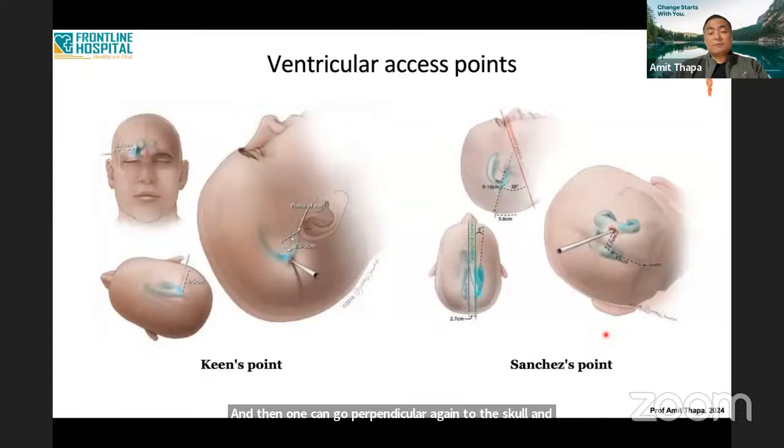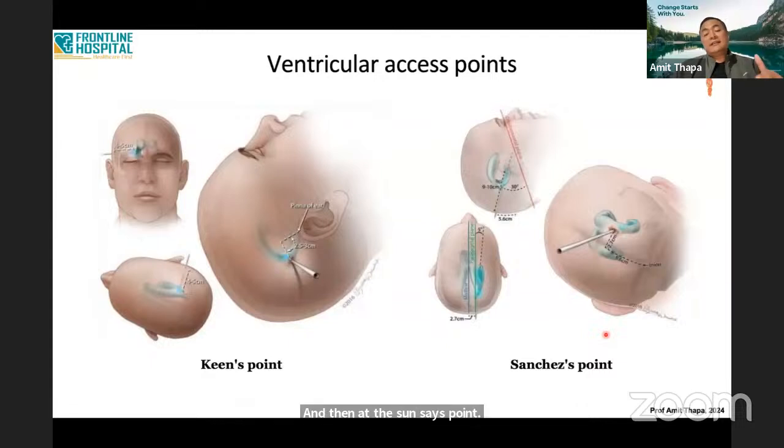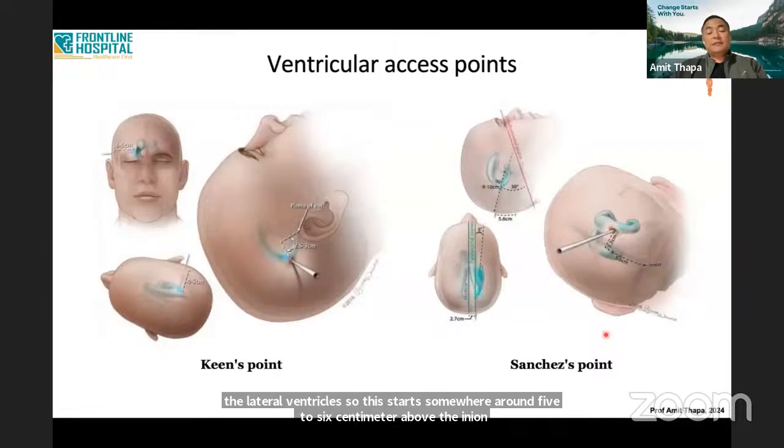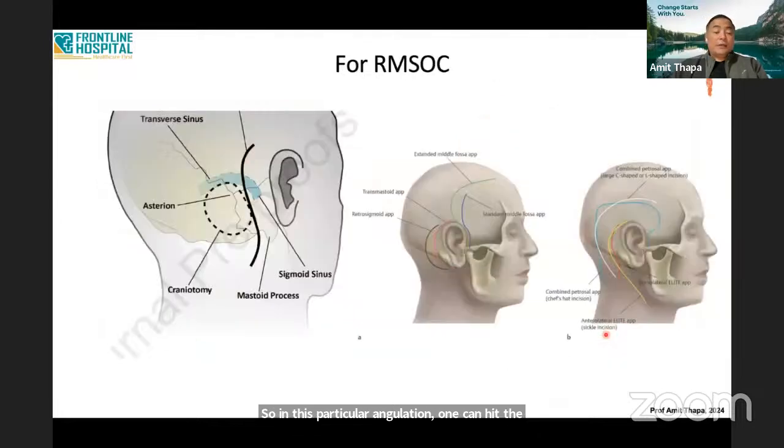And then the Sanchez point. So Sanchez point is basically targeting the temporal horn of the lateral ventricle. This starts somewhere around 5 to 6 centimeter above the inion and 2.5 centimeter lateral. And this is angulated a little bit, 5 centimeter towards the lateral aspect, and it is angulated 30 degrees to the orbitomeatal plane. So in this particular angulation, one can hit the temporal horn at 9 to 10 centimeter depth.